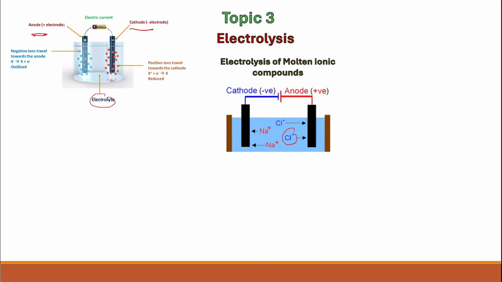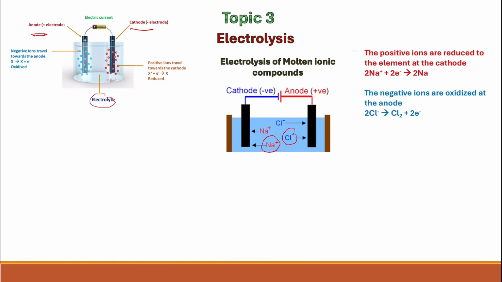However, this is a representative example because they all behave the same. So this is sodium chloride. Here, the sodium ions will move towards the negative electrode. They will gain electrons, get reduced, and will give you sodium metal. For the chloride, or the negative ions, they will move toward the positive electrode. They will lose electrons, get oxidized, and give chlorine.